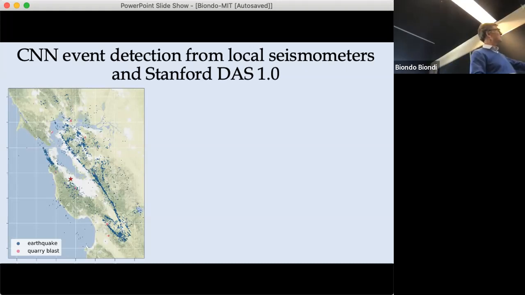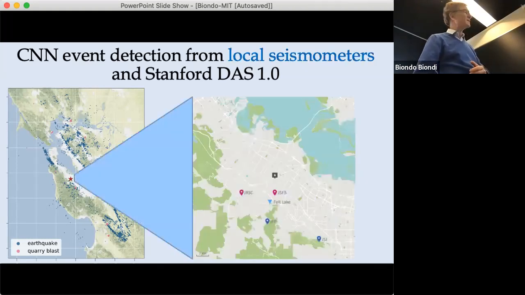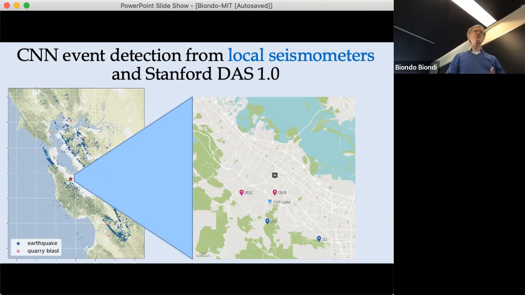And so Fantine, in her thesis, built a deep network to automatically detect seismic events from our small array, the one that we started in 2016. She built a catalog of USGS events that were used to train the neural network. And then she ran it on the data. She also looked at a few of the seismometers that are around Stanford. She did a detection with DAS only, seismometer only, and DAS and seismometer combined. And not surprisingly, combined they give you a better result.